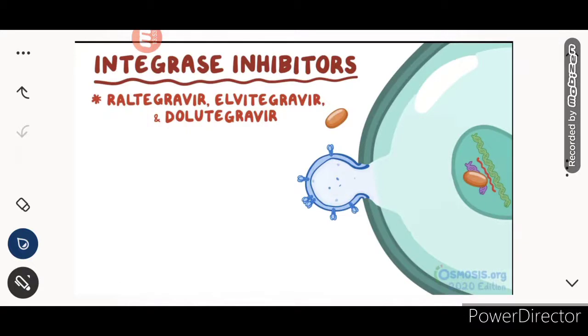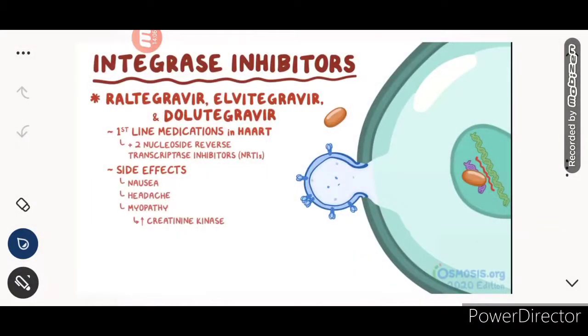Okay, so raltegravir, elvitegravir, and dolutegravir are simple examples of the integrase inhibitors. They inhibit the viral integrase enzyme. Now, these are the first line medications in HAART, that is highly active antiretroviral therapy. These are the first line medications, and they are used in combination with two nucleoside reverse transcriptase inhibitors, also known as NRTIs. Okay, I'll dictate you further as I told you.